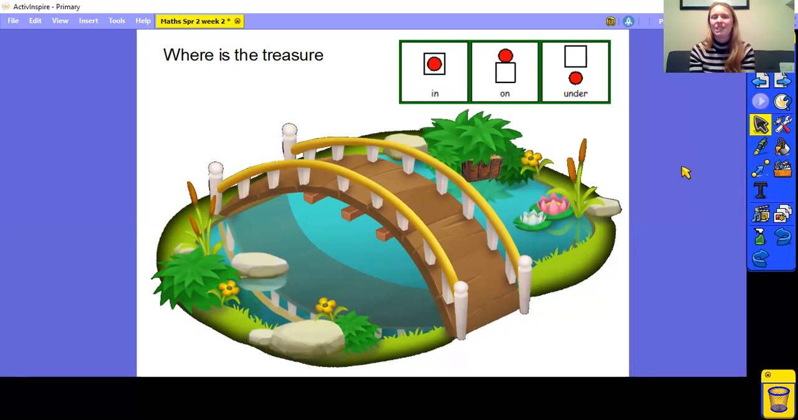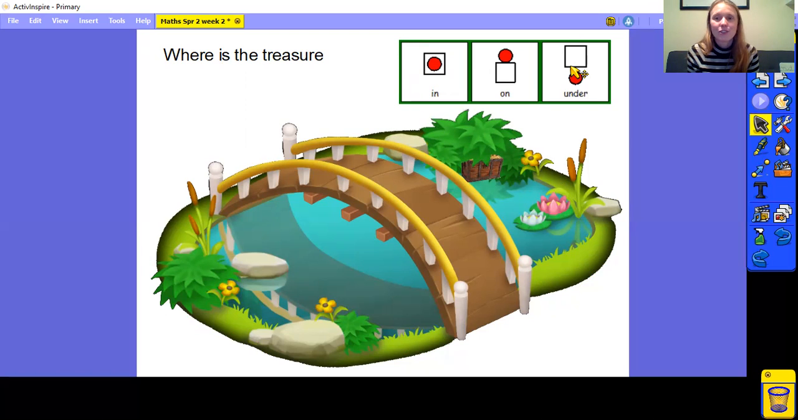Let's have a look at this one. This time it's a little bit trickier to find the treasure. Have a look really carefully. Is it in something? Is it on something? Or is the treasure hiding under something? Pause the video while you look for it. Then come back and we'll search for it together. Don't forget to use one of those special words to tell your grown-up where you found it.